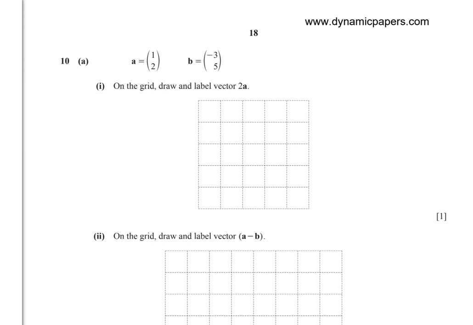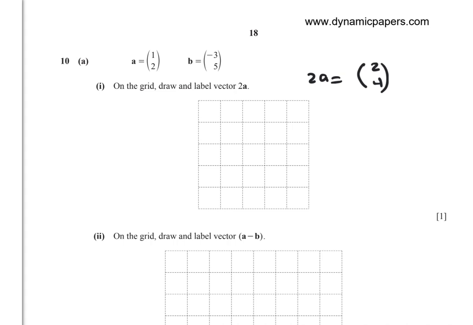Number 10, 10a. Vector a is 1, 2, b is negative 3, 5. On the grid, draw and label the vector 2a. So for vector 2a, multiply the x displacement and y displacement by 2. Then 1 times 2 equals 2, 2 times 2 equals 4.